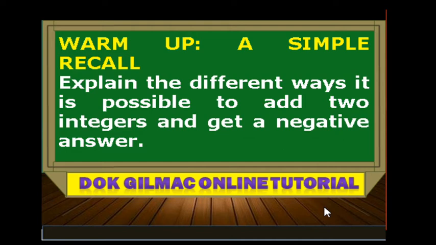Number 2, if the absolute value of the negative integer is greater than the absolute value of the positive integer, then you come up with a negative answer. So those are just the two different ways of getting a negative answer when adding two integers.